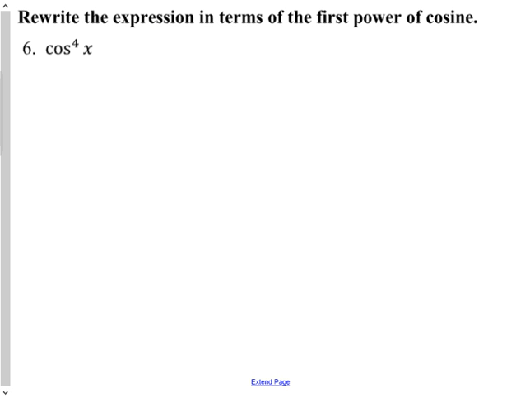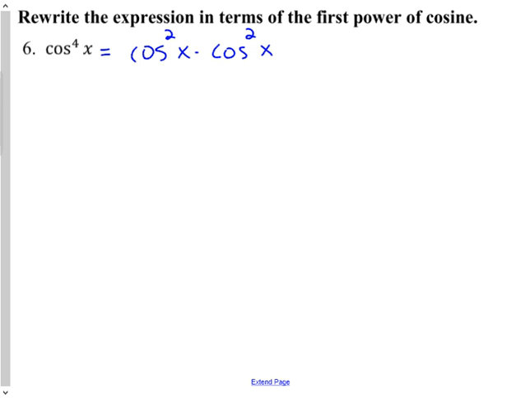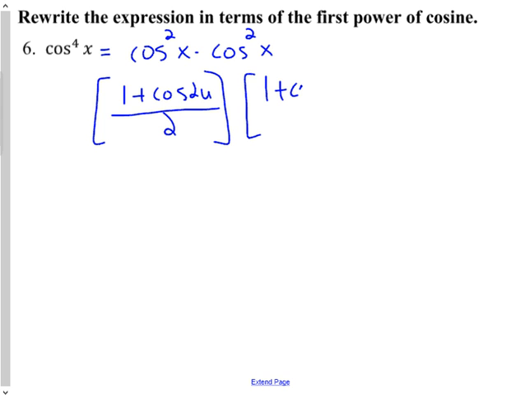So rewrite cosine to the 4th power of x. This is cosine squared of x times cosine squared of x. And now we're using our formula sheet. Cosine squared of x is what? Right? We're plugging this in for cosine squared of x. So now we got 1 plus cosine of 2u over 2 squared, basically, because the second one's going to be the same thing. I'm sorry, it's 2x because the argument given to us was x.